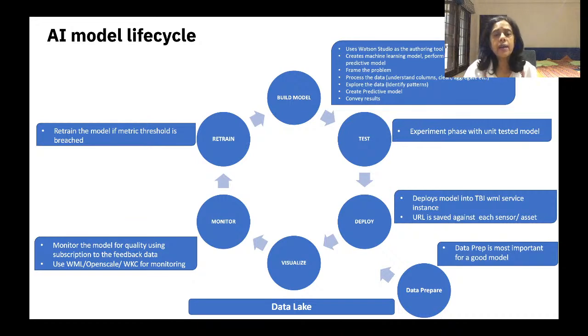So this is the AI model lifecycle. Some of you would have seen this. This is a general data science life cycle that we follow, which is that you build the model, which basically means you create the machine learning model, you perform data analysis, you create the predictive problem, you process the data. During the processing of the data, you have to clean it, you have to aggregate it, you have to do feature engineering, you have to find out what are the patterns in the data. You create the predictive model, and then you convey the results.